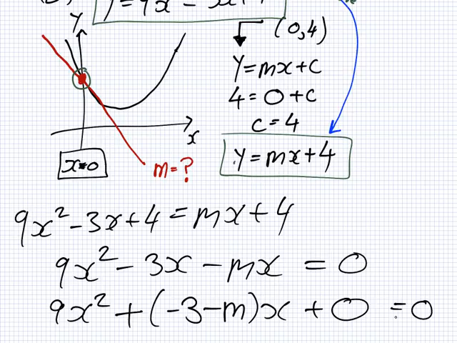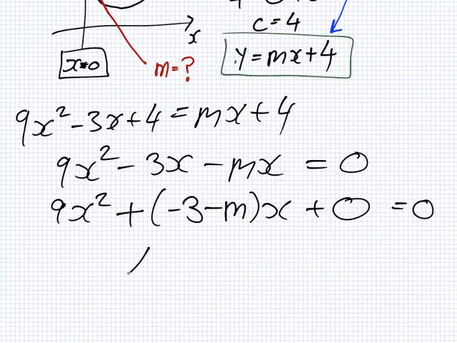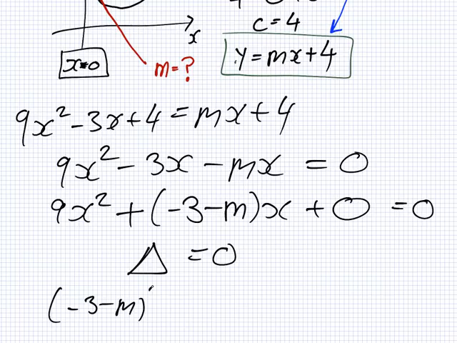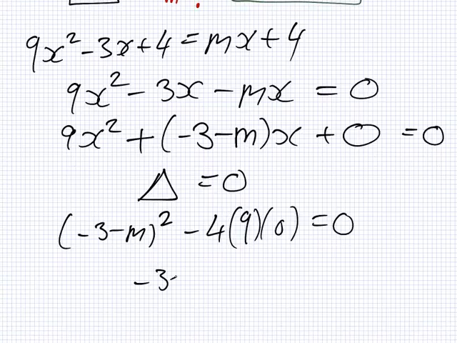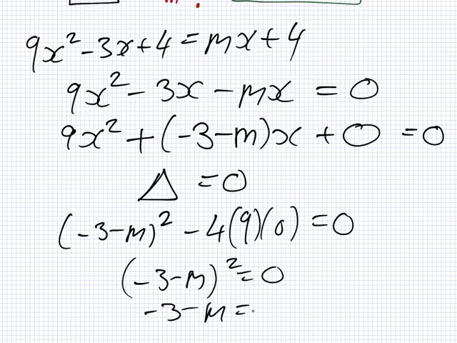Well, we don't know, do we? But we do know how many it should have. How many answers should it have? One. It should have one answer, which means the discriminant should equal 0, which means (minus 3 minus m) squared minus 4ac should equal 0, which means (minus 3 minus m) squared should equal 0, so minus 3 minus m equals 0. So the m is minus 3.